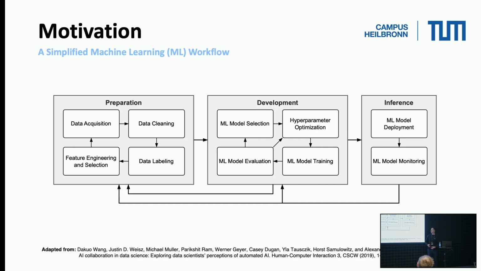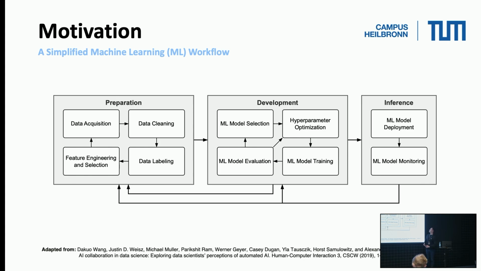In the development phase, we have ML model selection and hyperparameter optimization. Here basically the architecture for the machine learning model gets selected and the hyperparameters are chosen, for example, how many hidden layers you have in your neural network or how many nodes you have. This is then used in the next step for the actual ML model training, where you apply compute resources from GPUs or CPUs to actually train the model, and in the next step you basically evaluate the model to measure its accuracy.